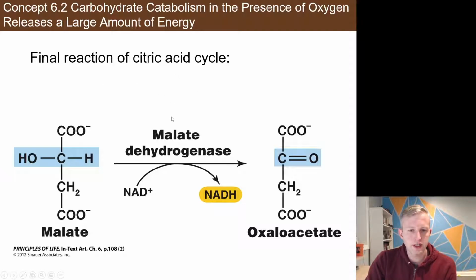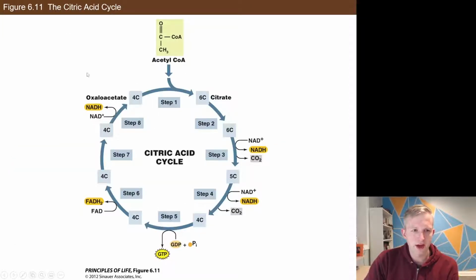The final reaction is to produce this oxaloacetate. That's a word you don't need to know, but it's similar to the ribulose bisphosphate that is scooping up the carbon dioxide in the Calvin cycle. So we similarly need to get our acceptor molecule ready to do the next cycle. And similar to the Calvin cycle, we have a little bit of a regeneration here where we're putting everything back to how it started so that we can continue the cycle anew.